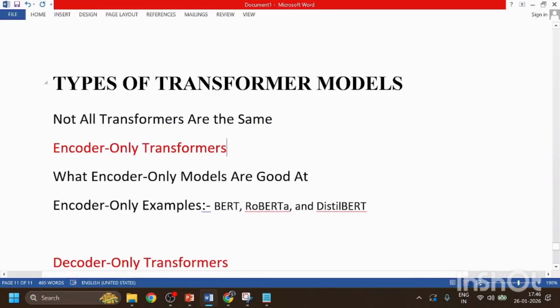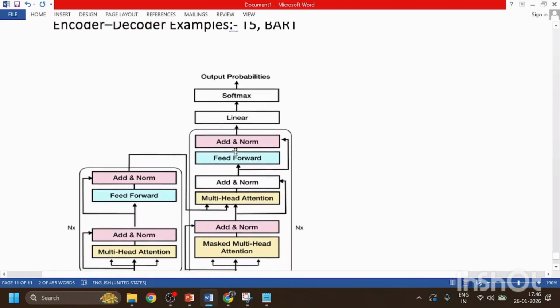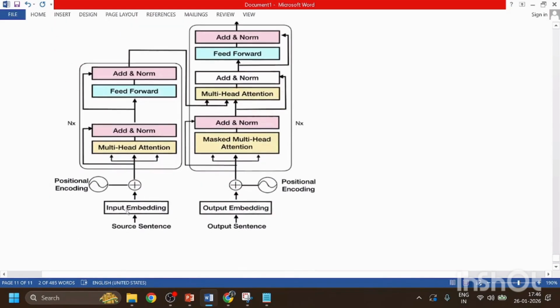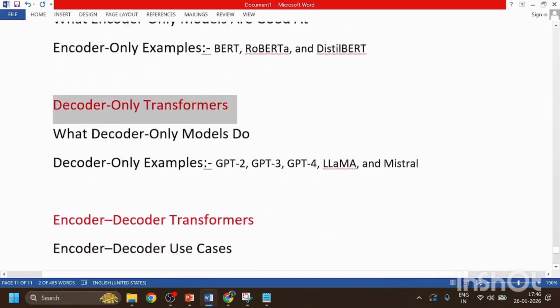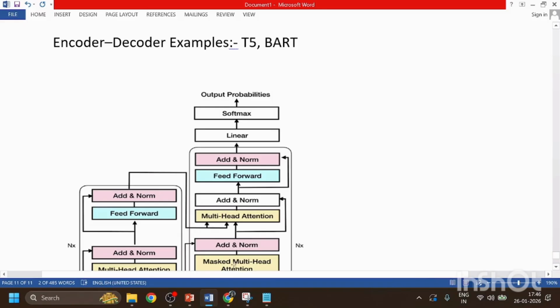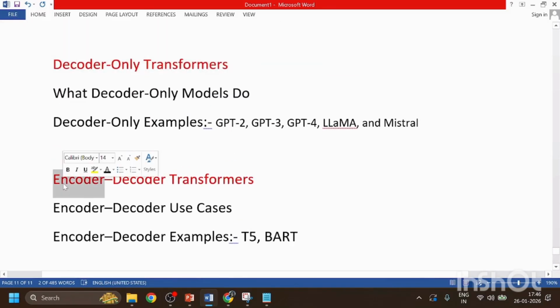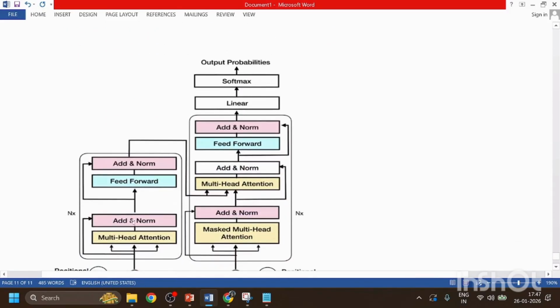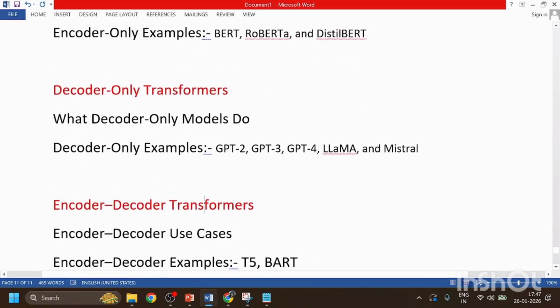Okay, so here you can see the types of transformer models. Not all transformers are the same. First type, encoder only transformer. What is an encoder only transformer? I will explain later. Okay, so this part is for encoder only. And second type, decoder only transformer. This part is for decoder only transformer. And the third type is encoder decoder transformer, which means it includes both encoder and decoder. Okay, so we are going to understand these in this video.